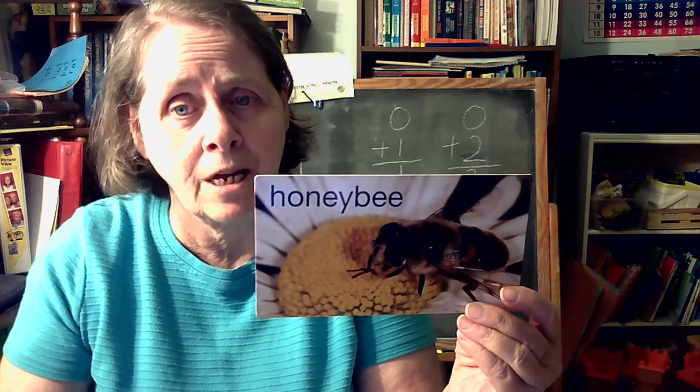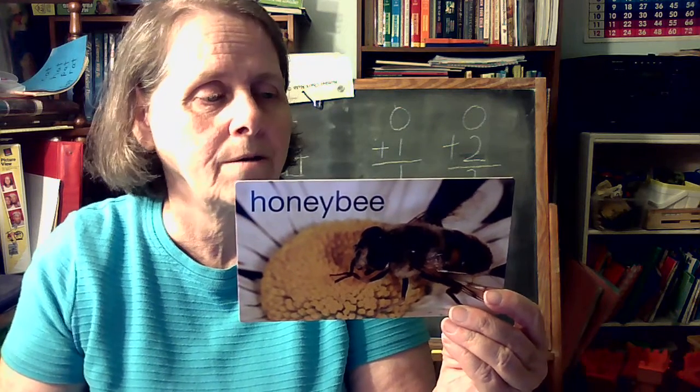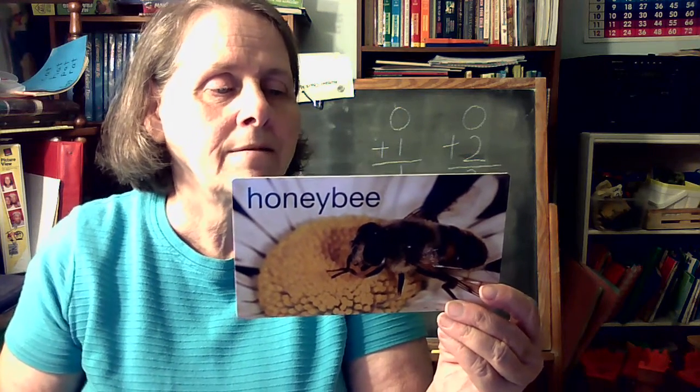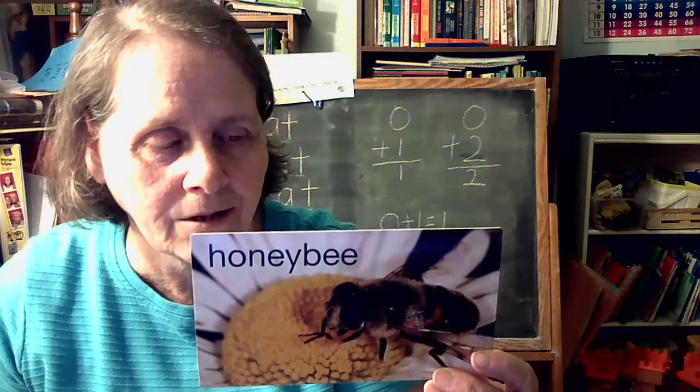So it works really well because the bees get the nectar and the flowers get pollinated so they can make seeds and make new flowers. And the honeybees take the nectar back to the hive and they make honey from the nectar.